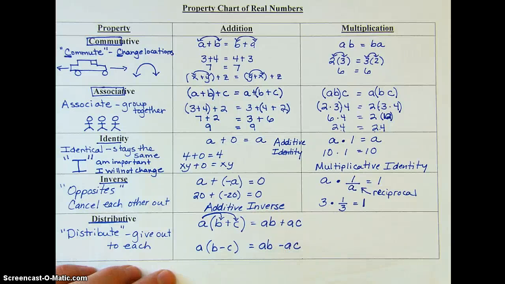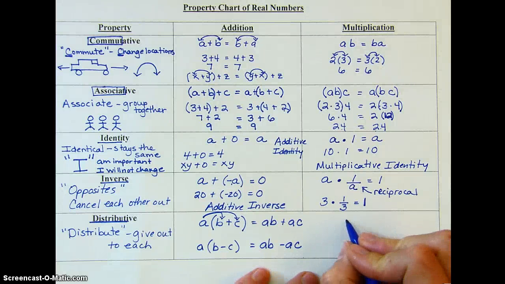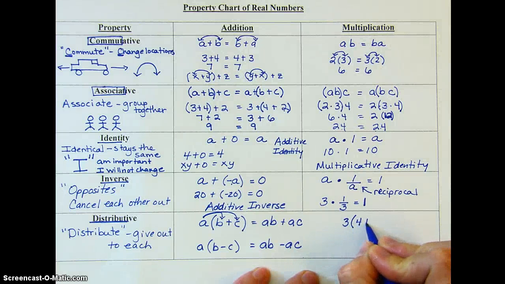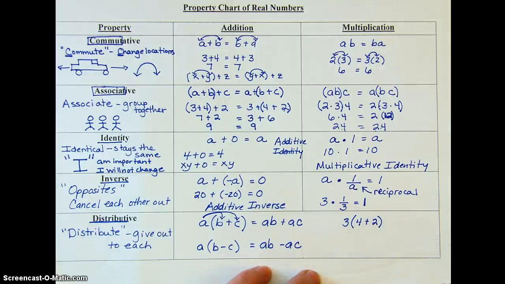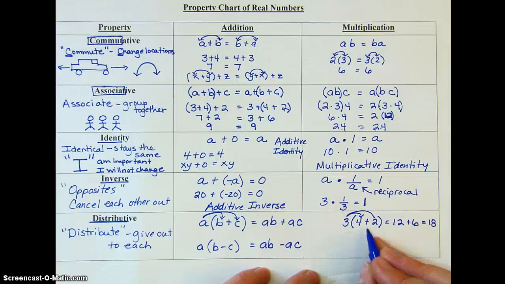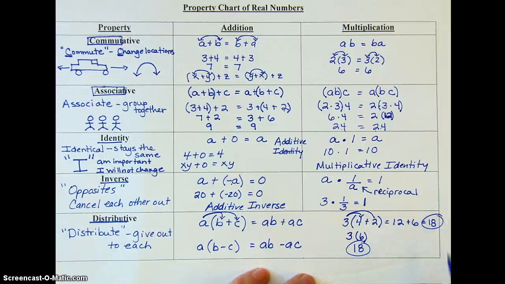Now, the math behind the distributive property looks like this. If I have 3 times (4 plus 2), there's two ways I can work this out. I can distribute, which would give me 12, plus 6, which would give me 18. Or I could actually solve this with order of operations. 4 plus 2 is in parentheses, so this will be 3 times 6, which is 18. Notice I get 18 either method, and that's why it is called the distributive property.